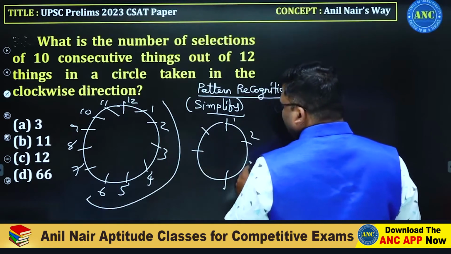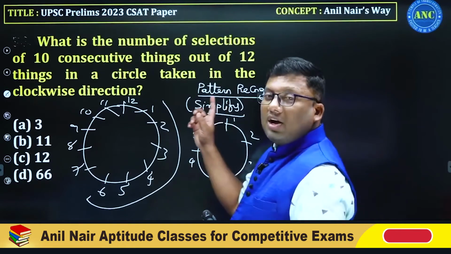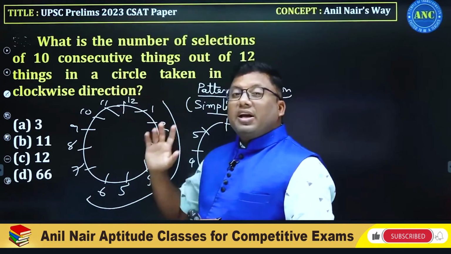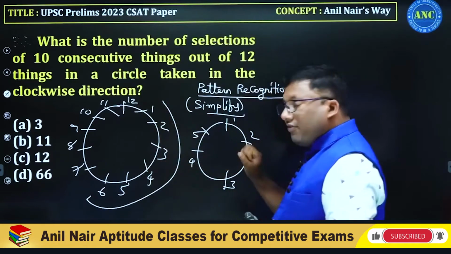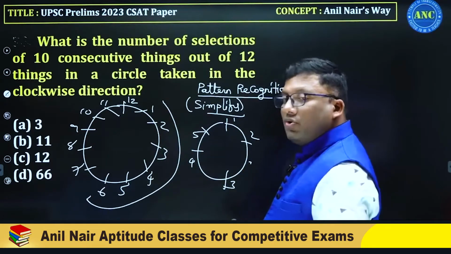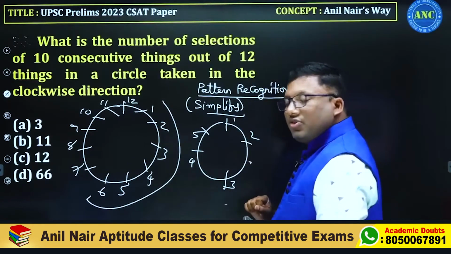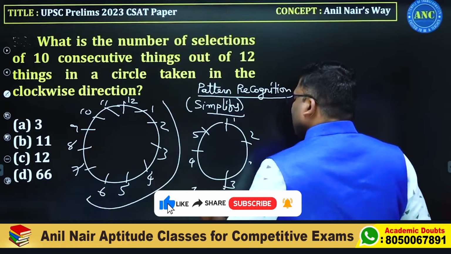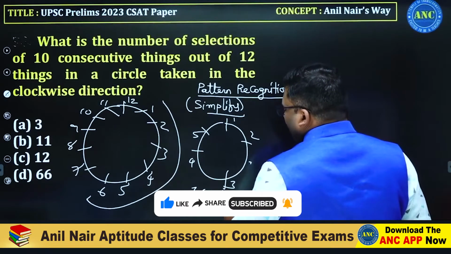1, 2, 3, 4, 5. I will take 5 people. If there are 12 things, I am taking 10 consecutive things. The difference is 2. If I take 5 things, the difference is 2, so I need to take 3 consecutive things. I will simplify the problem with a smaller value.